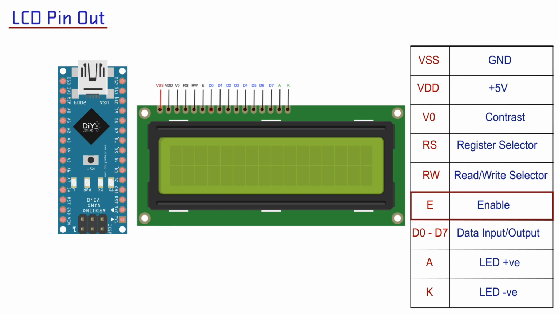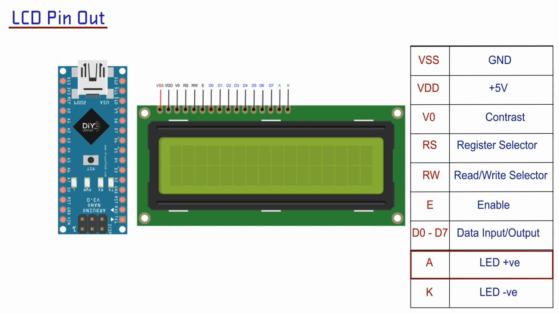The pin 6 is enable pin that reads the information when high level is received. The instructions are run when the signal changes from high level to low level. Pins D0 to D7 are data pins, which are used to read or write data to the LCD.